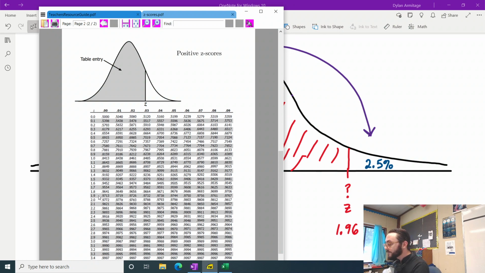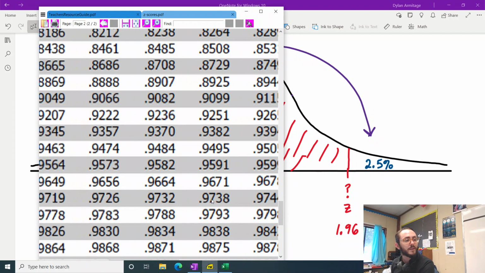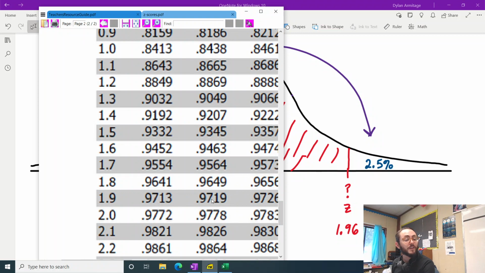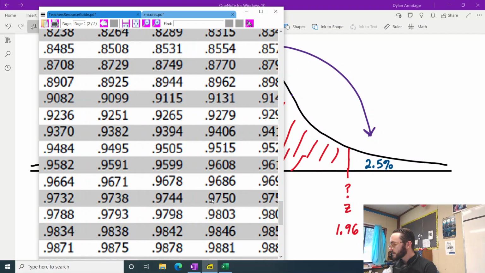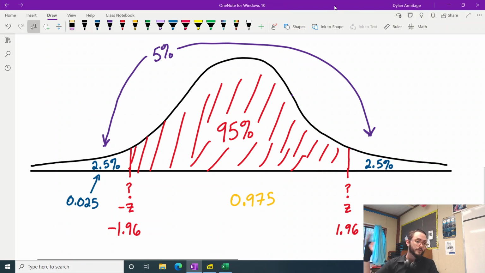0.975. We know about where to expect it, right? 0.9750 right there. That's in the positive 1.9 row, and that sixth column there. So positive 1.96, which is what we calculated right there already. So that would be the positive version, and then we'd know, okay, negative, same thing.